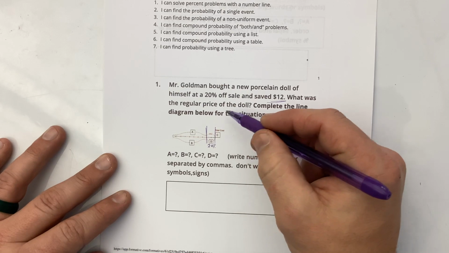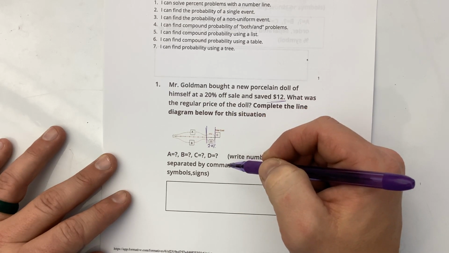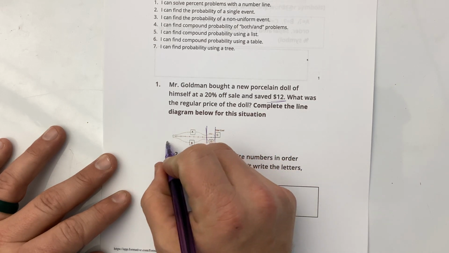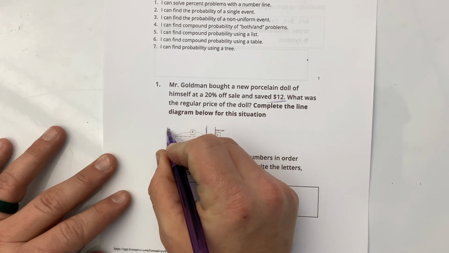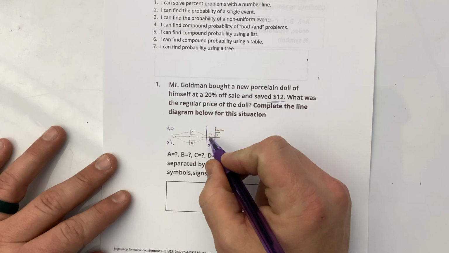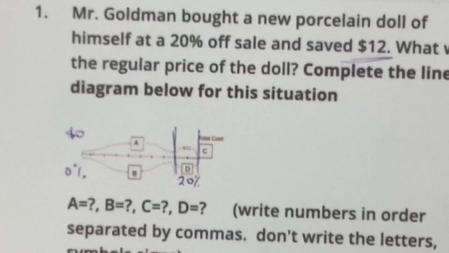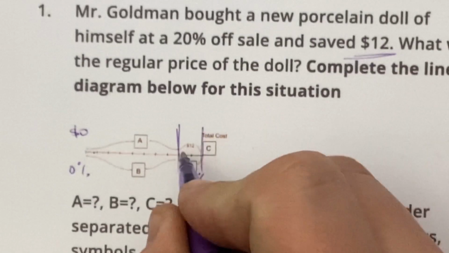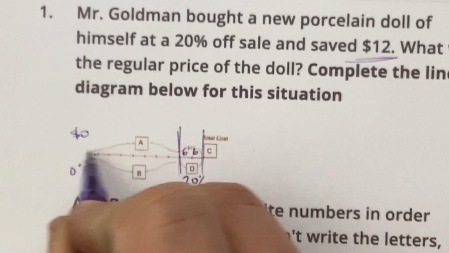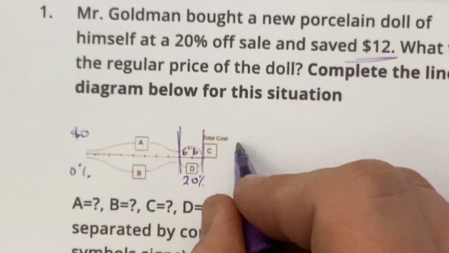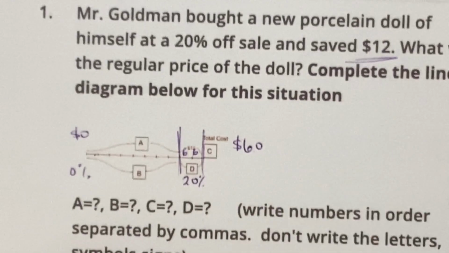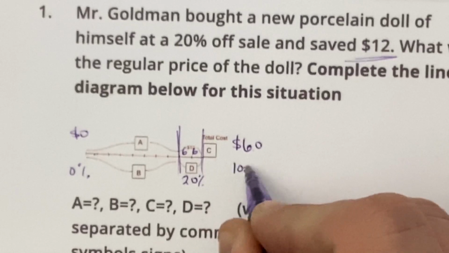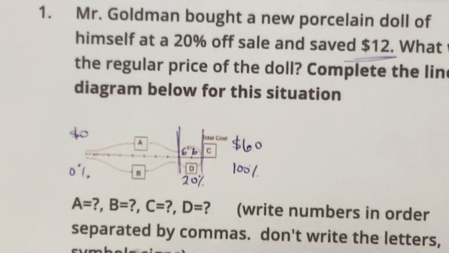The top part of this number line is dollars. The bottom part is percent, right? So I'm just going to put 0% here and $0 here. Because $12 is over two spaces, each space would be 6. And because I know that there's 10 spaces, that would be $60 in total cost, right? Which total cost would represent 100%, right?